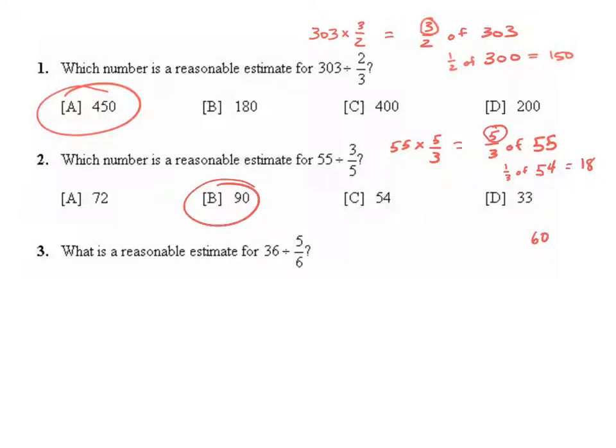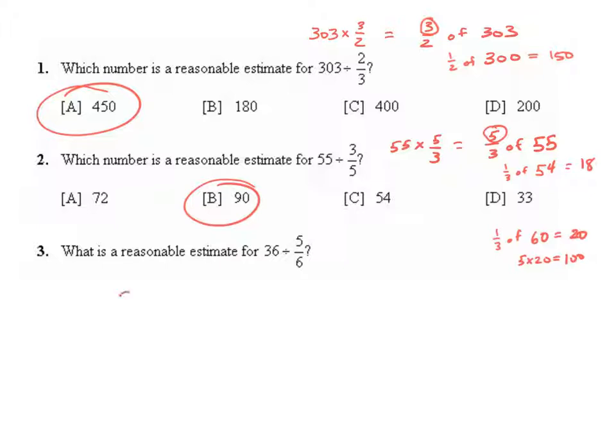Instead, maybe you thought of 60. If you did 1/3 of 60, you would have gotten 20. 5 groups of 20 is 100. And B would still be your correct answer, because even if your estimate was 100, the most reasonable estimate of those 4 answer choices would be 90.